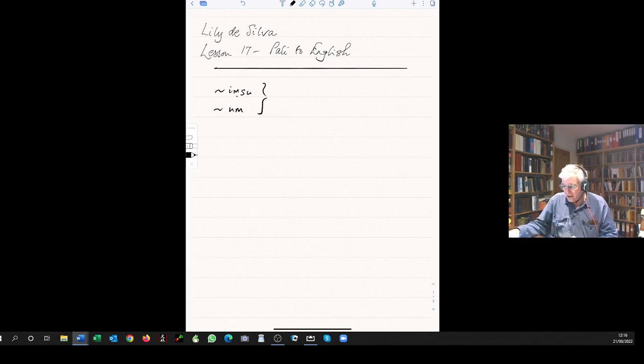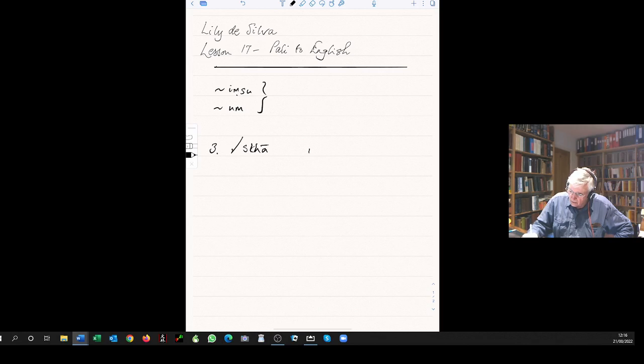This uttahitva is from the root stha, to stand, with the prefix ut, meaning up or out. So it means to stand up, to get up from where you're sitting, to stand up.